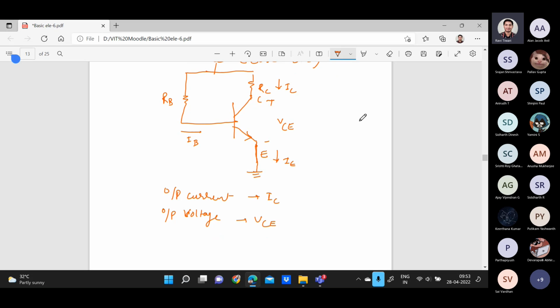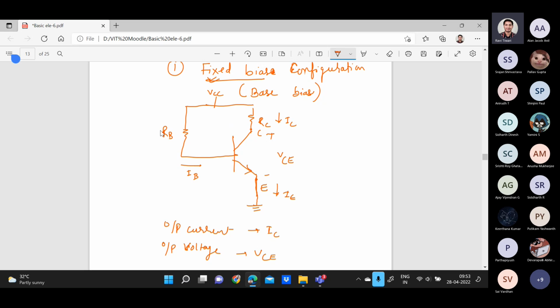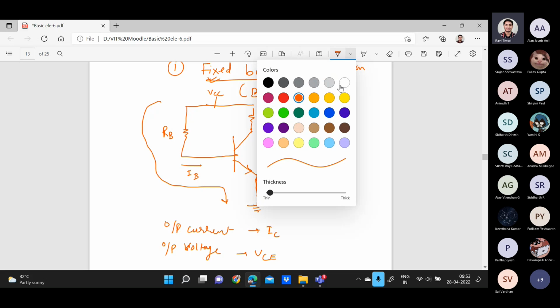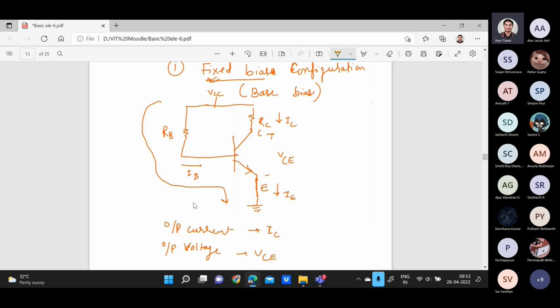How can we find it out? You have to apply KVL, starting from VCC up to the ground. I'm changing the color so it will be visible to you. VCC minus IB RB, since the IB current is flowing here, minus VBE, the voltage across the base and emitter, equals 0. The last point is ground.